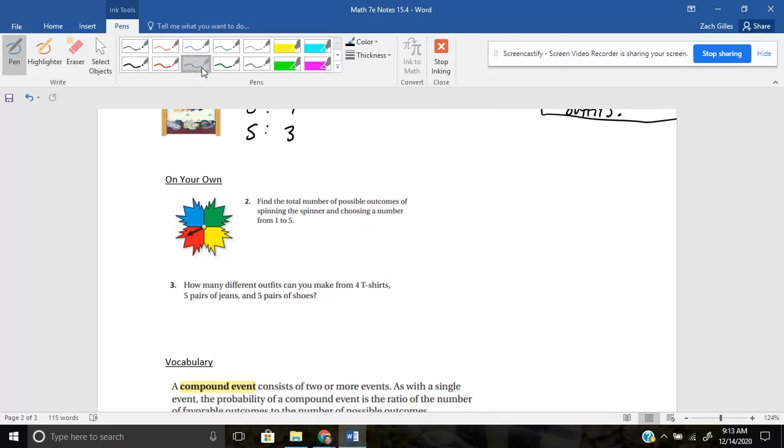All right, total number of possible outcomes of spinning the spinner. So it has 1, 2, 3, 4 outcomes times choosing a number 1 to 5. That would be 5 outcomes. So 4 times 5 is 20 possible outcomes for number 2. For number 3, how many outfits can you make from 4 t-shirts, 5 jeans, and 5 shoes? 5 times 5 is 25, times 4 is 100 different outcomes, 100 different outfits.